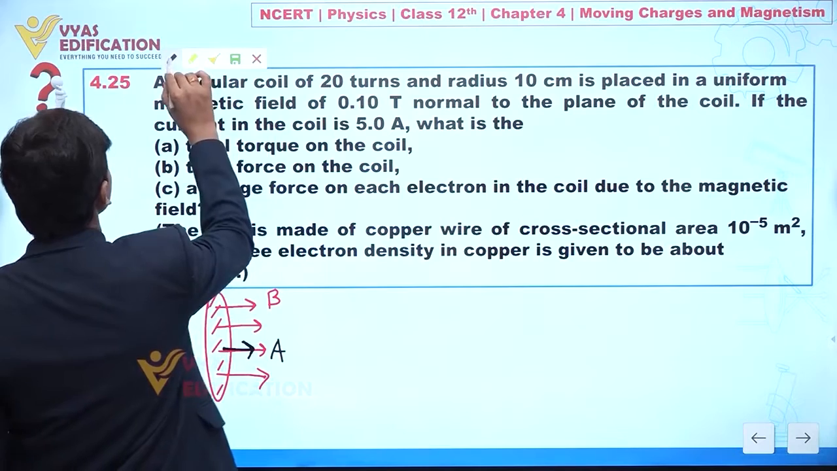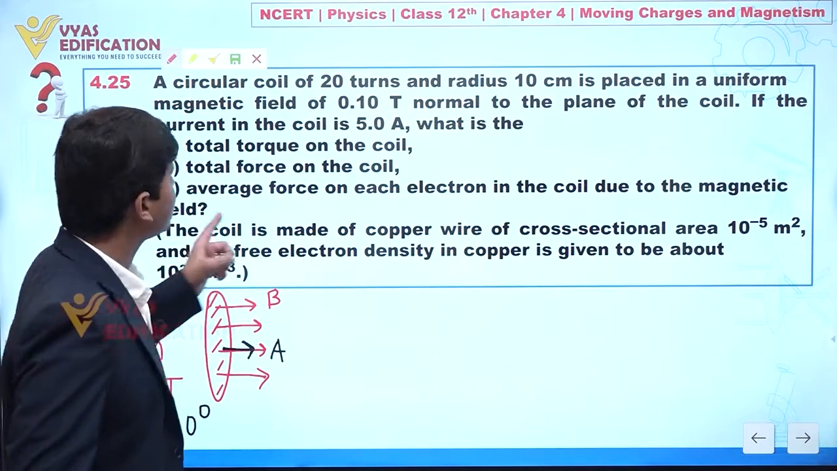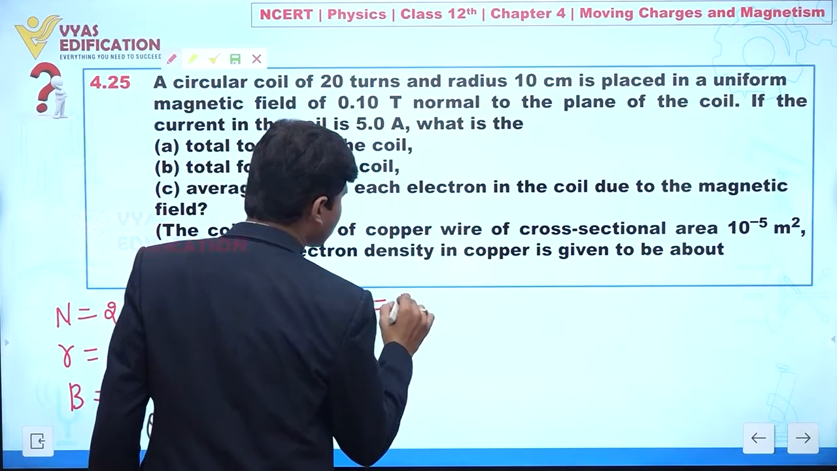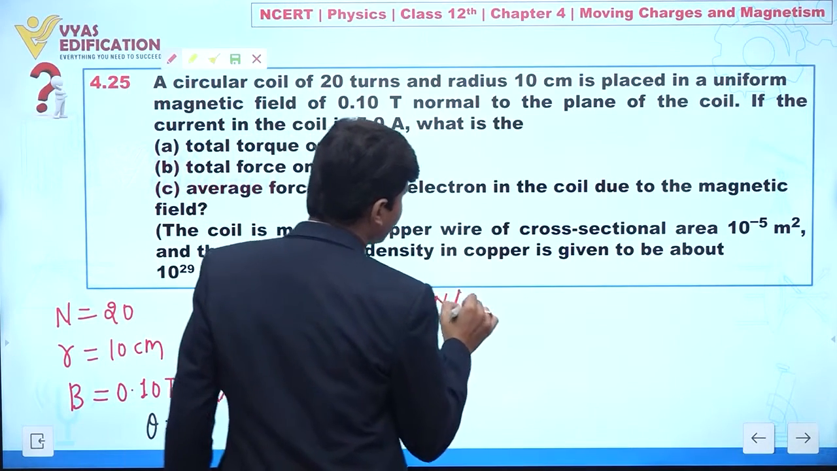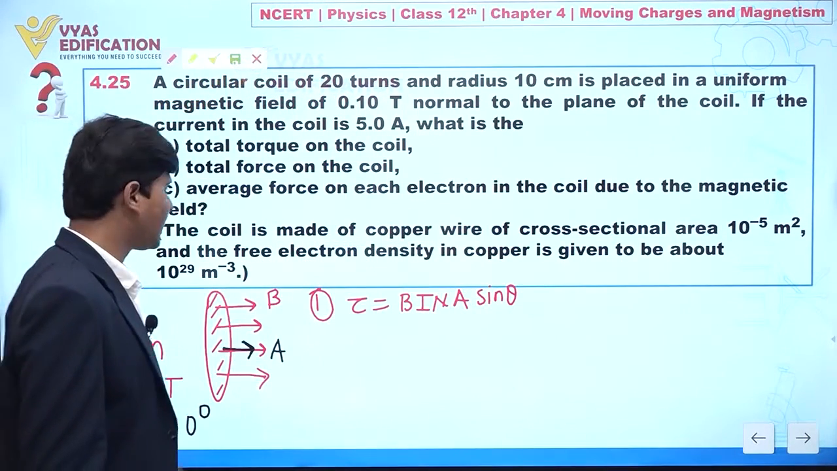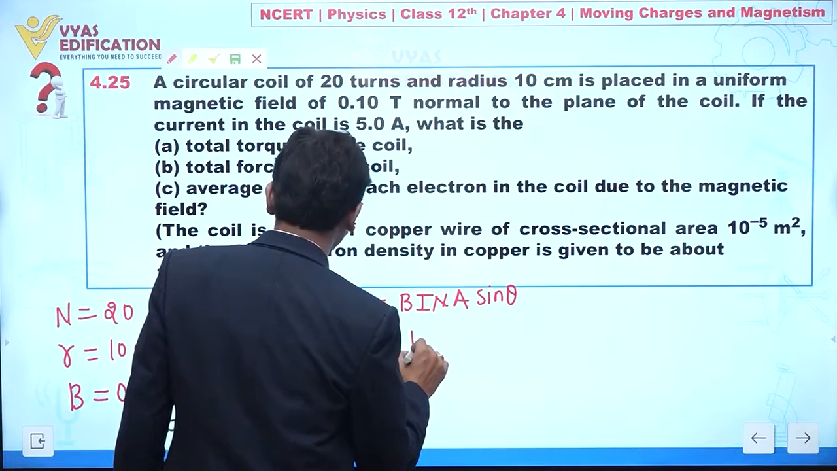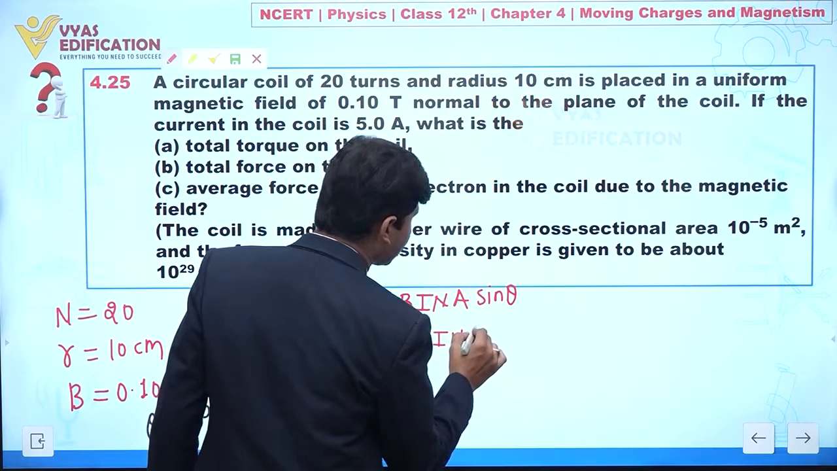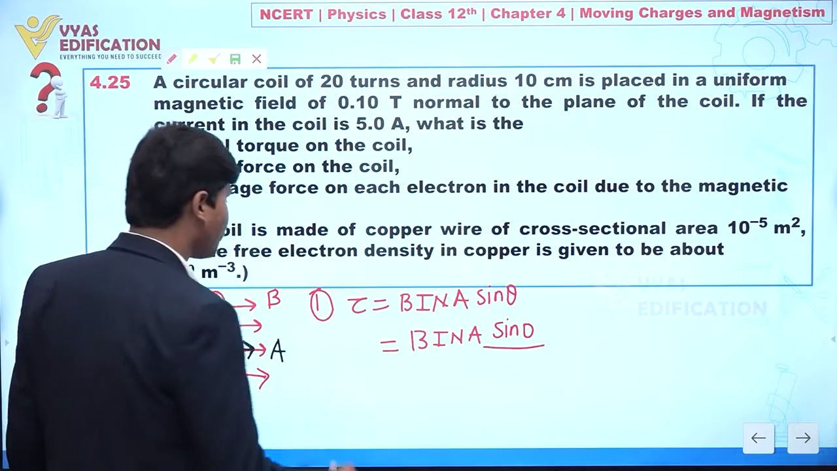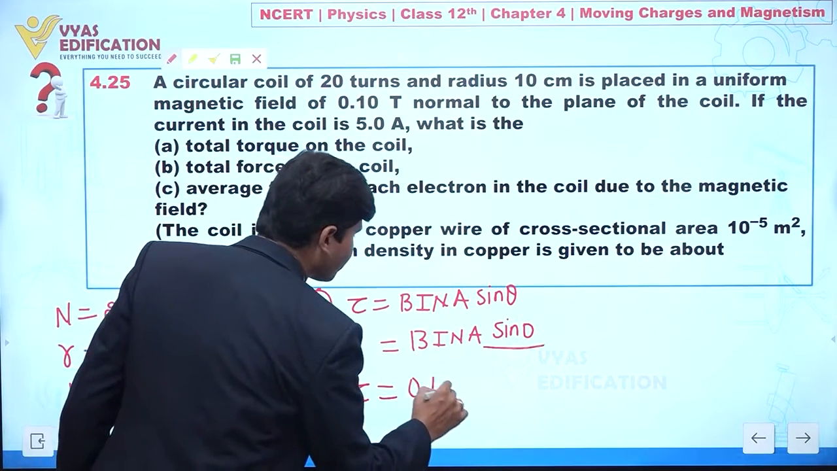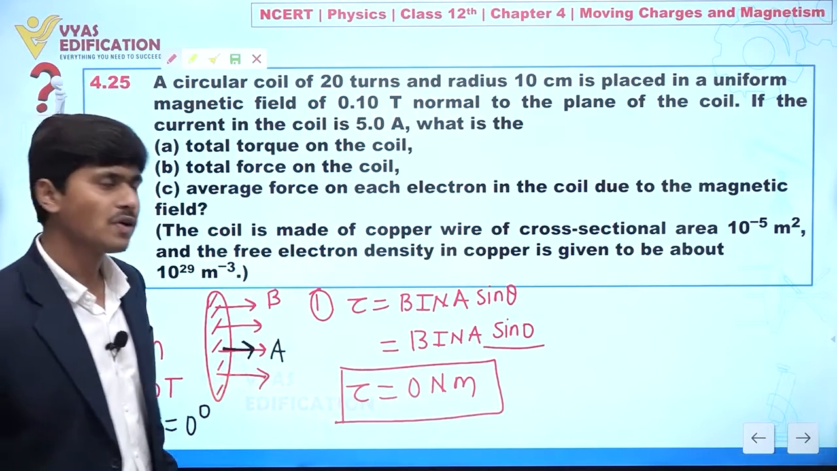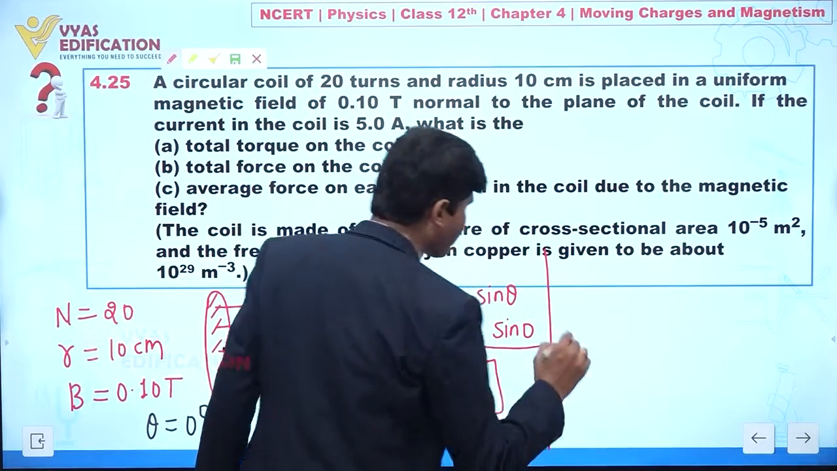In this question it is asking what is the total torque acting on the coil. So I can say total torque is given by N B I A sin theta. Now the angle between B and A we have 0, so we have N B I A sin 0. Sin 0 value is 0. So from here we can say the value of torque is 0 Newton meter.